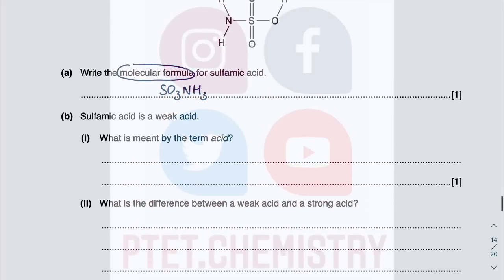Alright. So what's meant by the term acid? A substance that dissociates in water. So we talk about dissociation in water. To have an acid, you need to have water. And what does it do? It gives, or forms, or produces H plus ions.